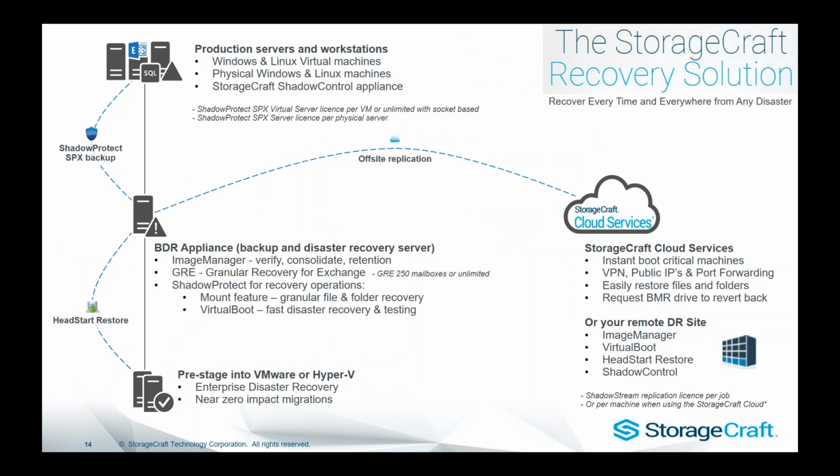Licensing wise, really all you need to do is license the ShadowProtect software. Whether you buy bundles of virtual per-VM or physical servers, we have a socket-based license model. We have monthly rental for our managed service providers. We've also got a subscription option where you might just pay for a year, etc. So we've got a lot of licensing options around the machines you want to protect. The VirtualBoot, the Headstart Restore, and the offsite replication options are all included. We do have additional services around our cloud infrastructure option as well.